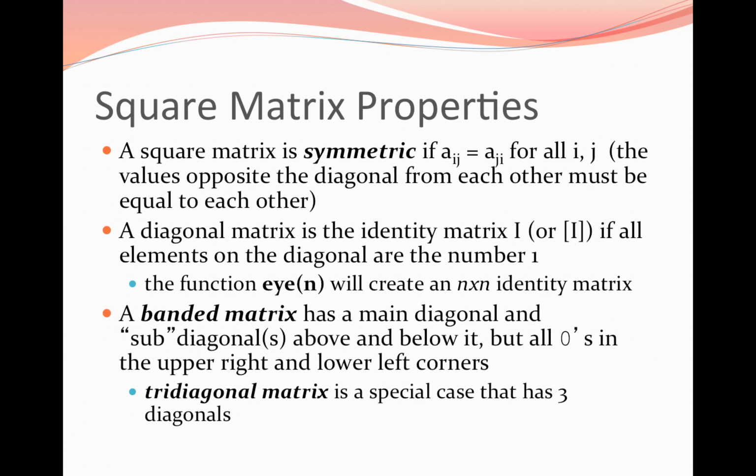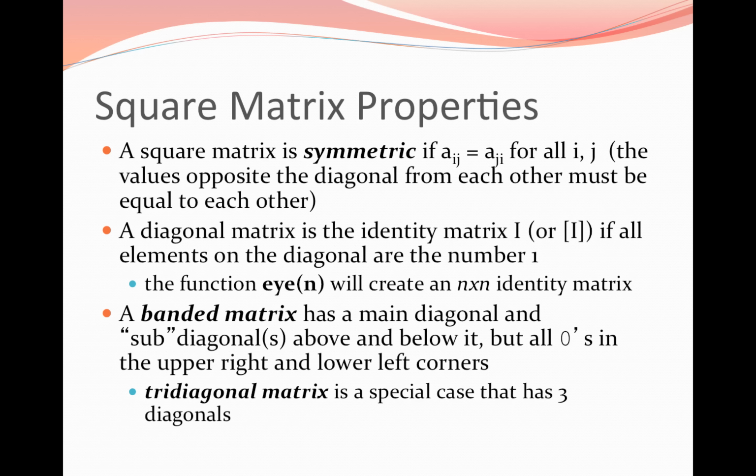Some more square matrix properties. We say that a square matrix is symmetric if all of the elements A sub i j are equal to A sub j i. So in other words, the values that are opposite the diagonal from each other must be the same. So A sub 1,3 is equal to A sub 3,1, for example. So again, if you look at the values opposite each other from the diagonal, they have to be the same in order for the matrix to be symmetric.